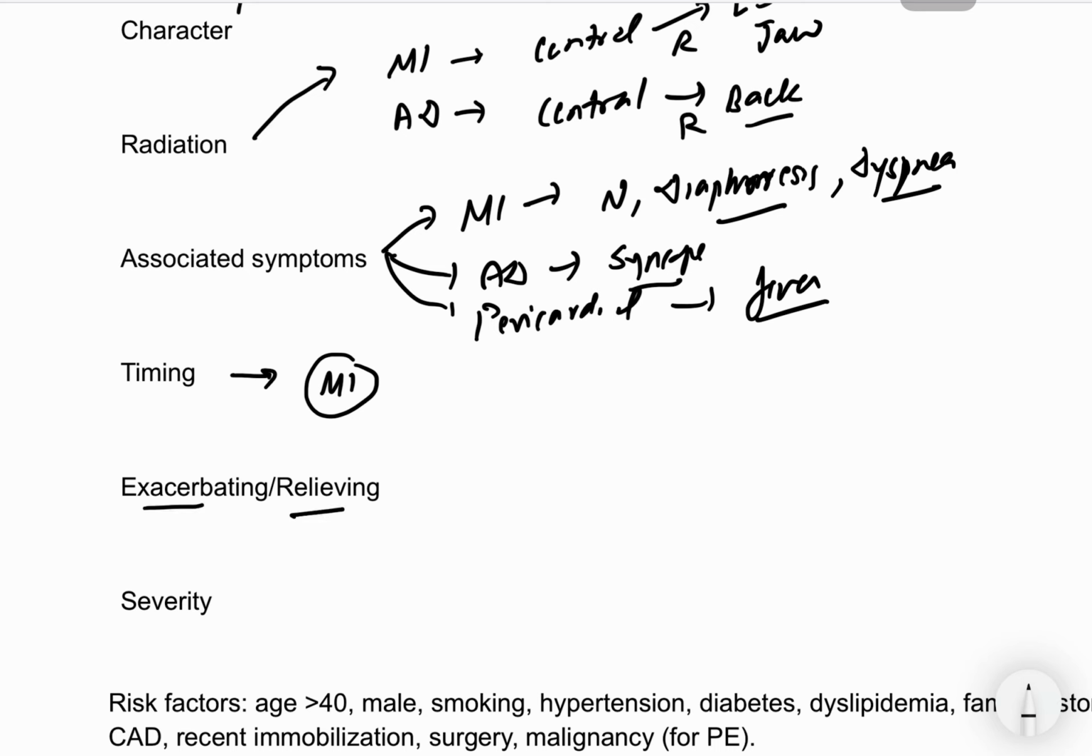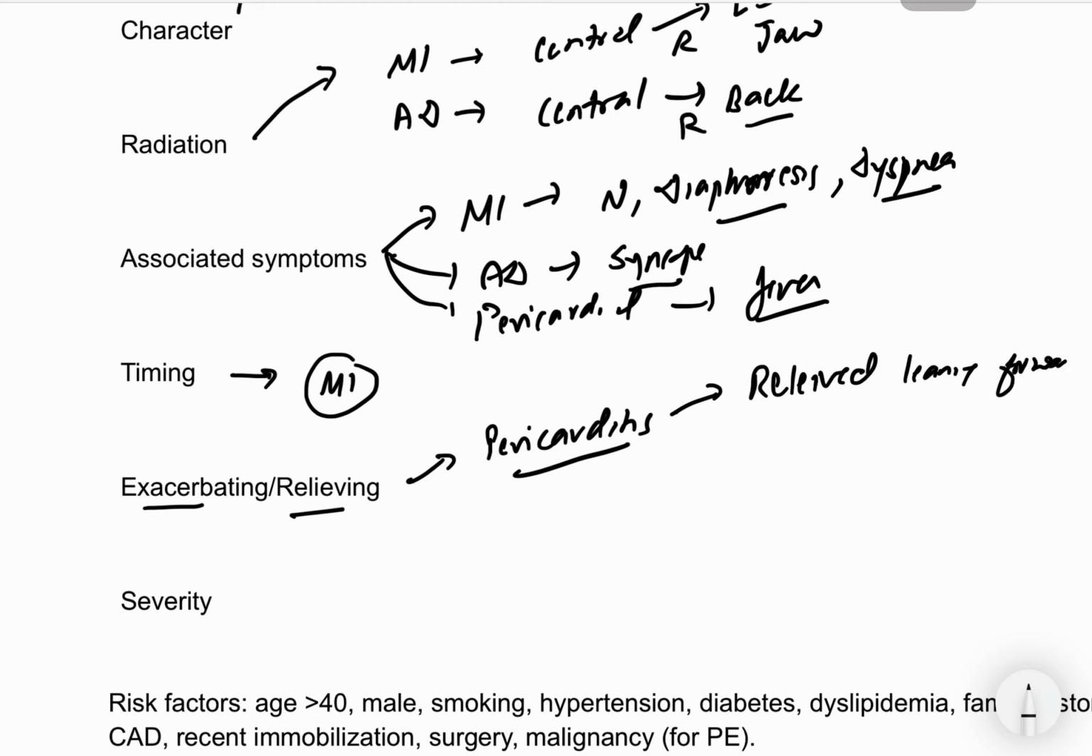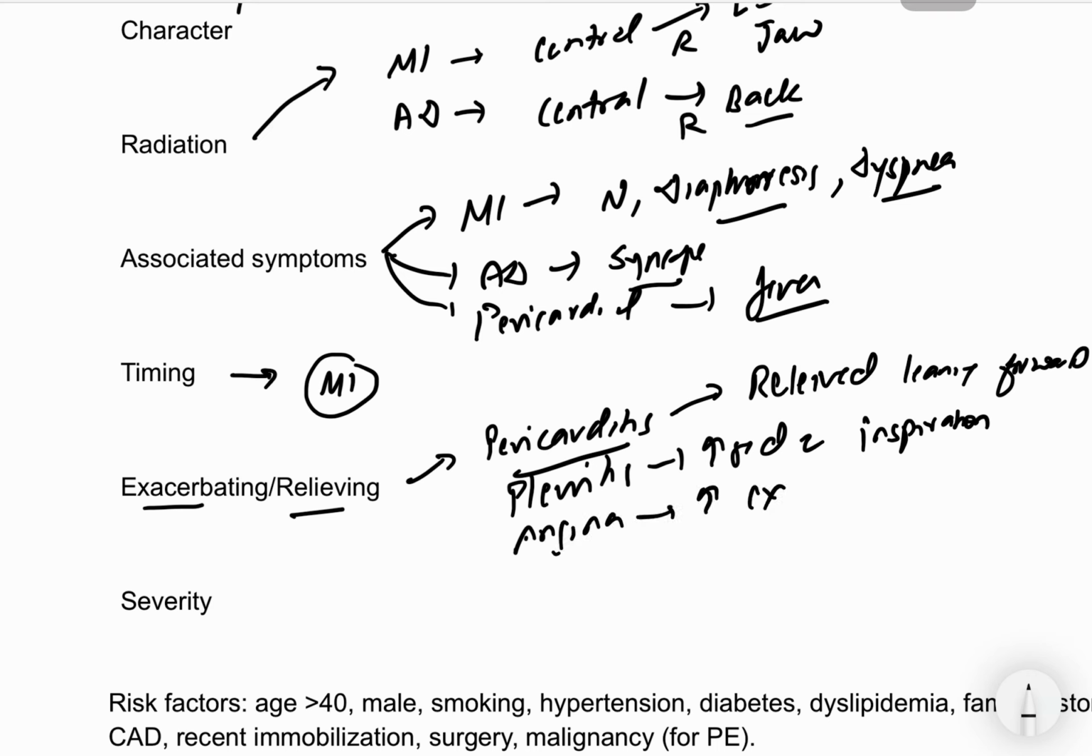Exacerbating and relieving factors. Talking about exacerbating and relieving factors, in the case of pleuritic type of chest pain in pericarditis, basically our chest pain gets relieved when leaning forward. And pericarditis or any pleuritic type of chest pain is increased with inspiration. Anginal type of chest pain is increased with exertion.